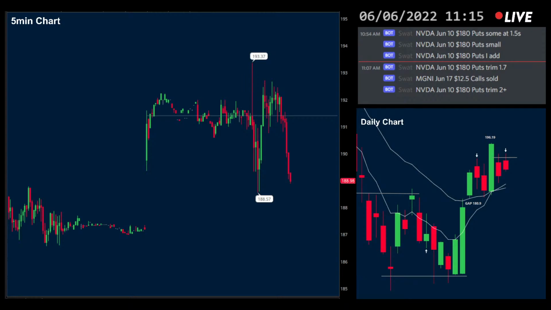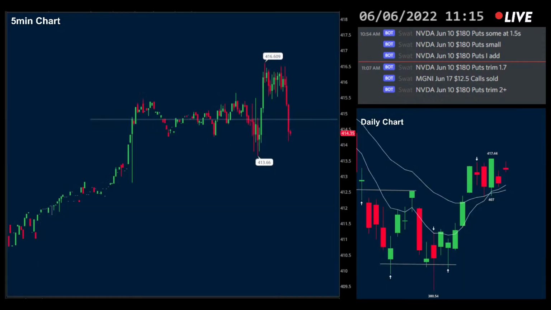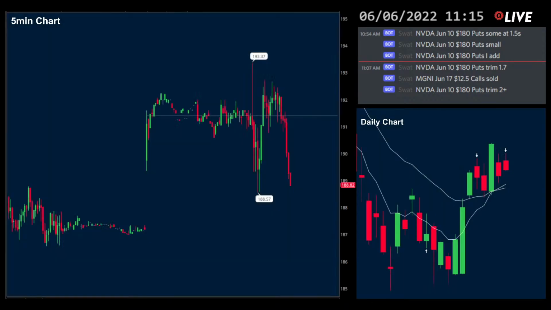Okay, NVIDIA coming. We are short on NVIDIA, guys. Market red, fades from the highs. We are short on NVIDIA, guys. Here we go. NVIDIA coming. Nice short, guys.